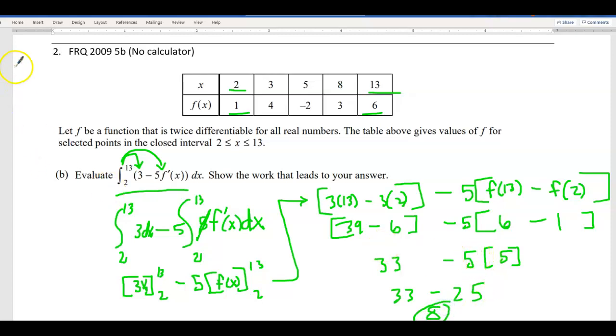Basically, I just took the integral of each of these pieces separately, and then I did the fundamental theorem of calculus on each piece, and then I just simplified my work. And remember, for these pieces here, you have to look at your table to get the information that you need.